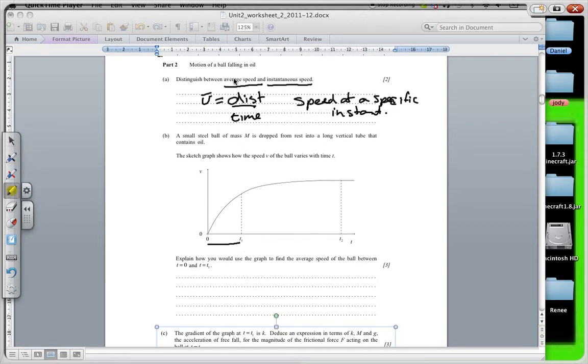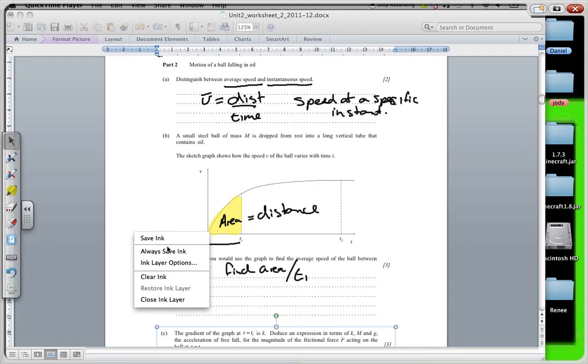Now, because we know that the average speed is equal to our distance over our time, we would need to know what the distance is, and we could get that from the area underneath the curve. If we found that area, it wouldn't be so easy because it's a curved line, but that area would actually give us the distance. So we would find the area, and then divide by the time t1, and that would give us an average speed.